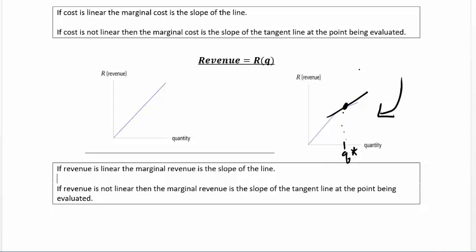So let's go ahead and look at some examples of how we could evaluate various economic applications.